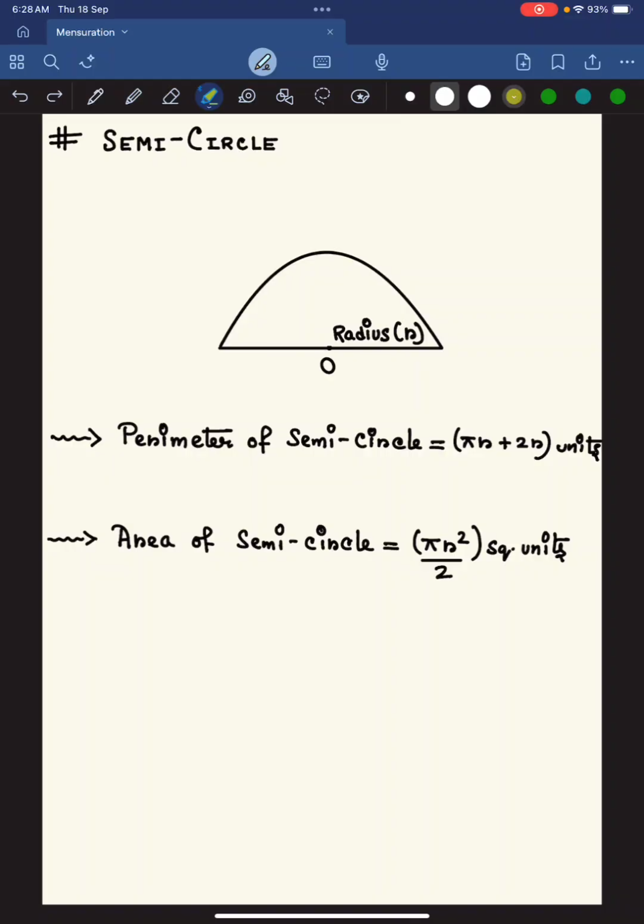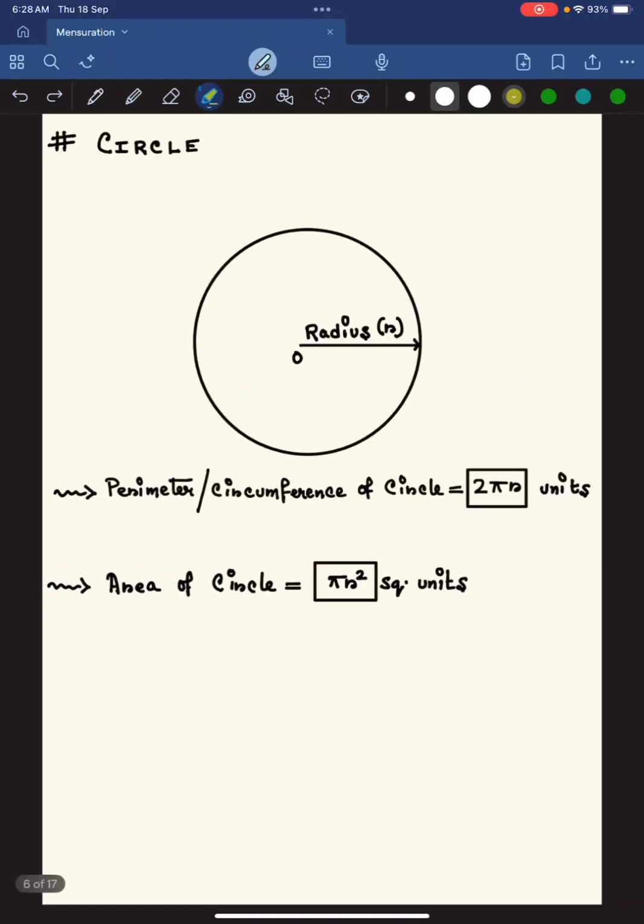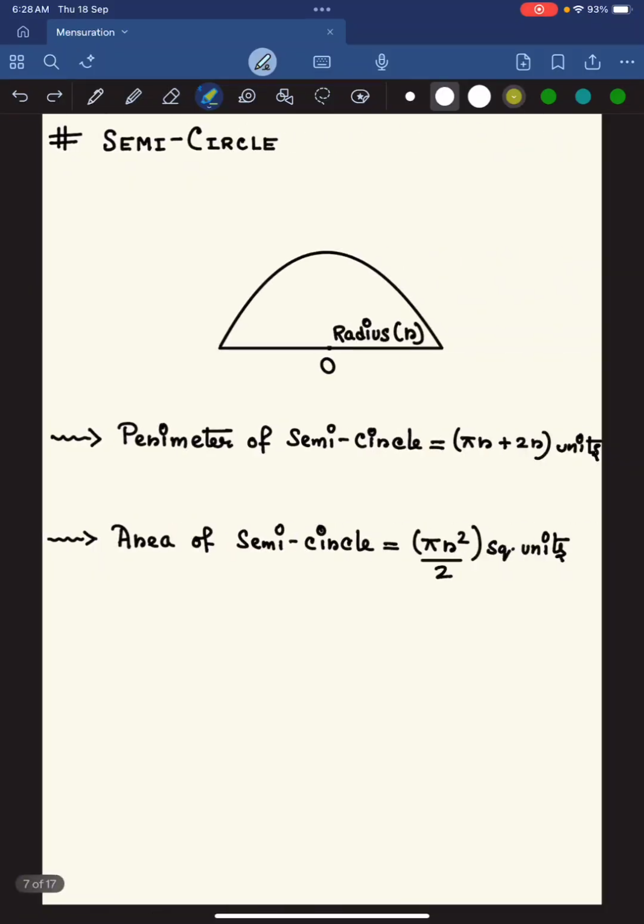Okay, again, in case of the area of semicircle, if the area of the circle is pi r square, then the area of semicircle will be what? Pi r square by 2 square units, right?